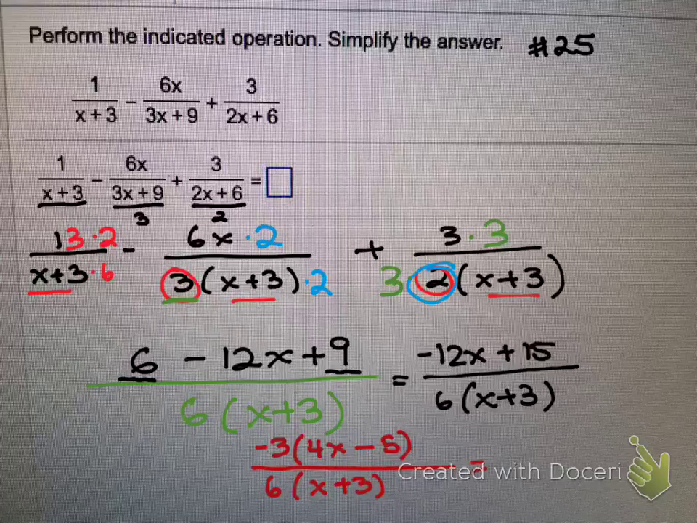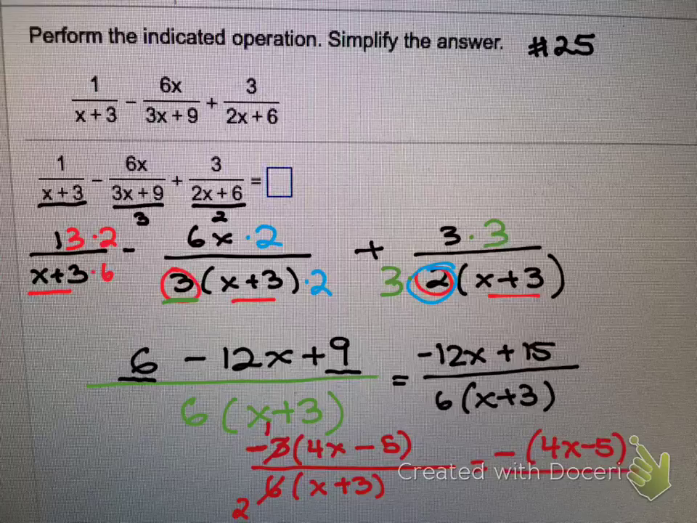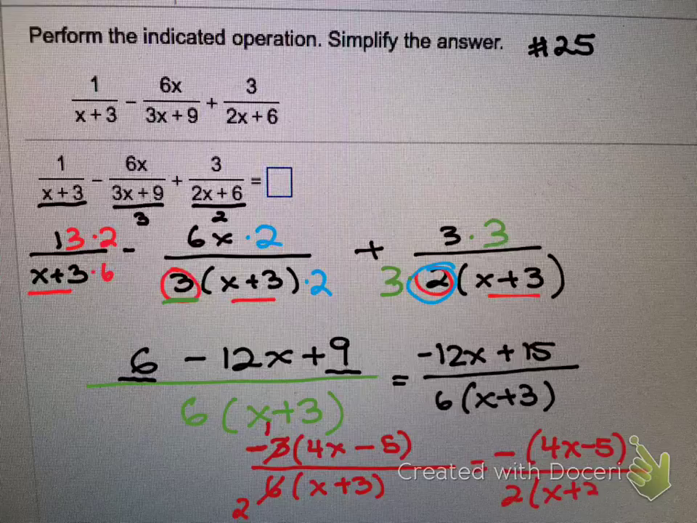Now, can I reduce something else? Yes, I can. The 3 and the 6 can be reduced. 3 goes into 3 once and into 6 twice. So we still have this minus out here. So we have minus 4x minus 5 all over 2 times x plus 3. Here you go. There's your answer.